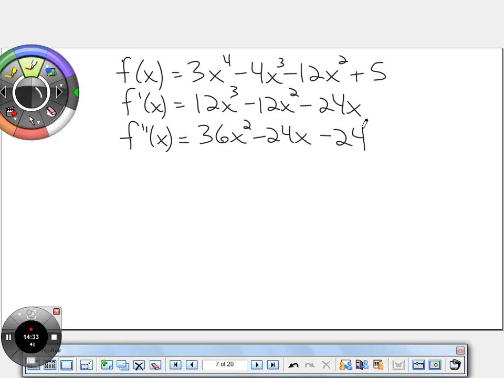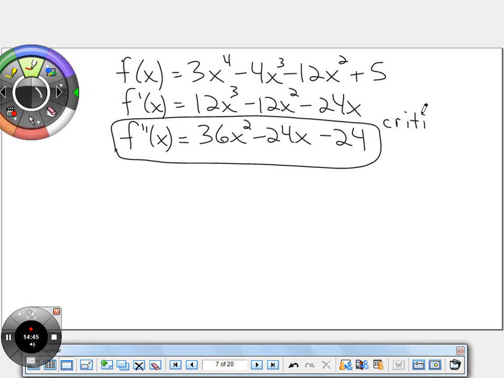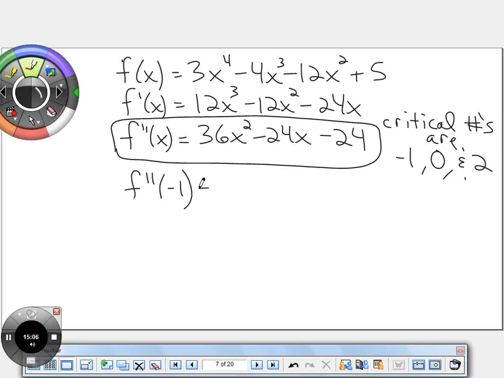So what we do is I'm going to use the second derivative, and I'm going to use the critical numbers that I found before. Remember, the critical numbers are where the first derivative equals 0. The critical numbers from our last problem were -1, 0, and 2. So all I have to do for the second derivative test is plug each of those numbers into the second derivative and see whether they're positive or negative, and that determines whether they are local maxes or mins.